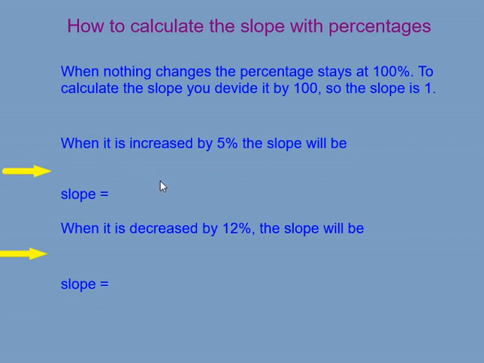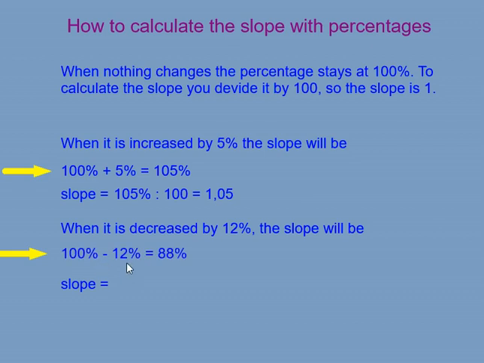Again, increase by 5%, 105, so the slope is 1.05. Decrease by 12%, the slope will be 100 minus 12, so that's 0.88. I hope you get this, try it and practice it a lot with this.